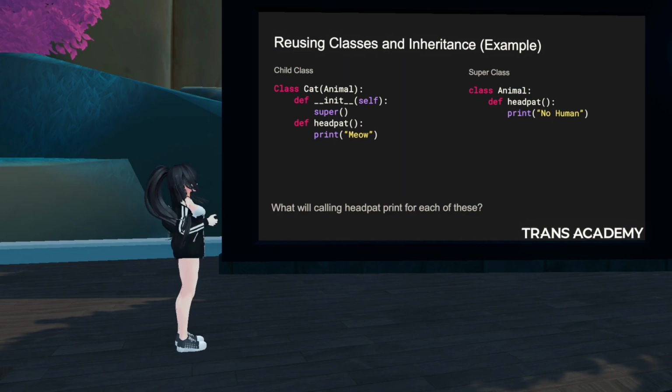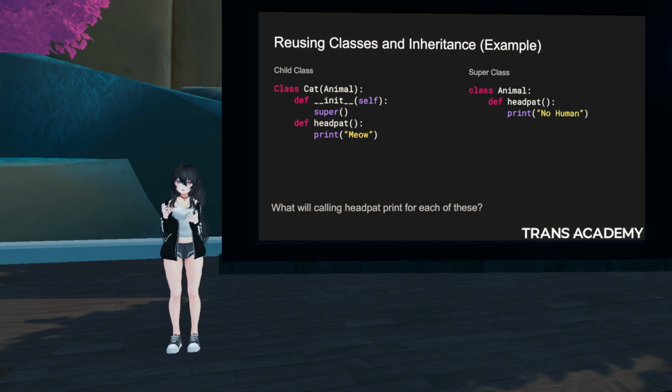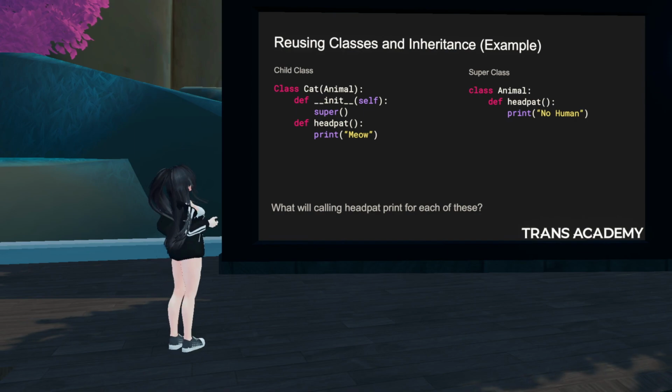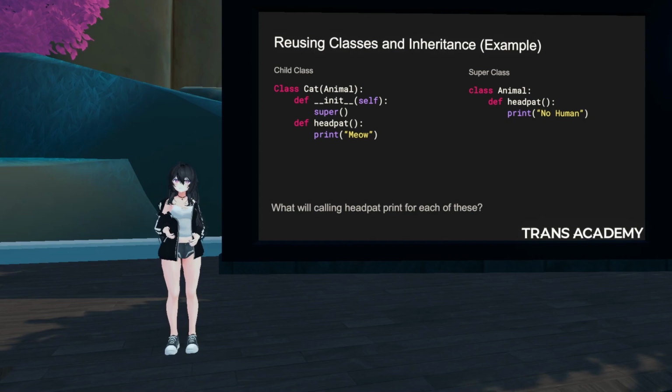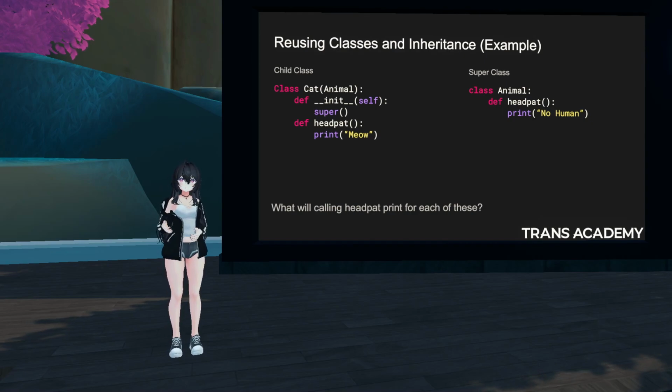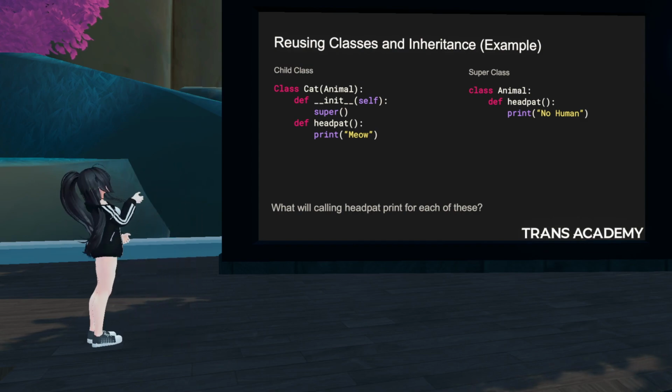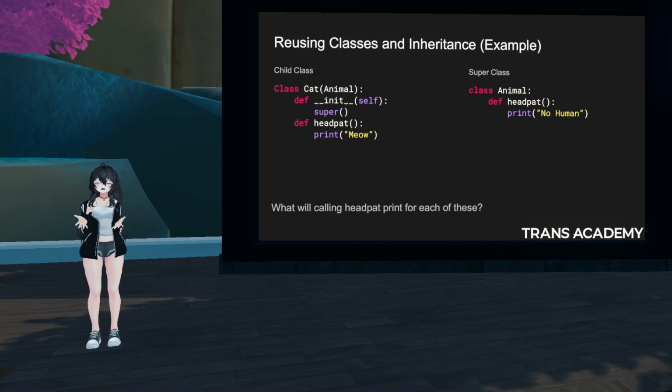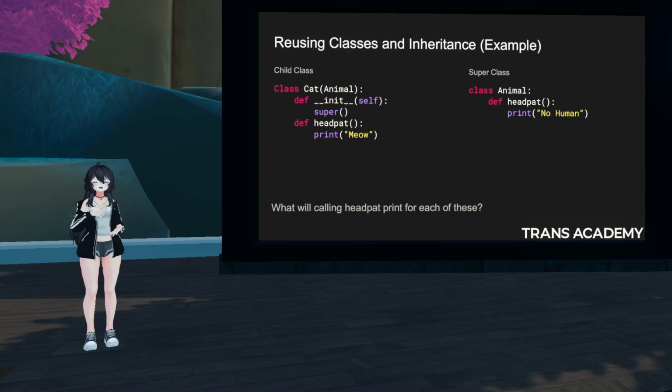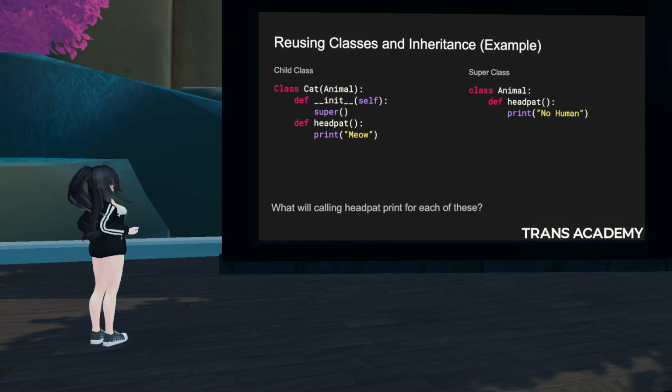Now, we are going to perform an inheritance in cat. On the example on the left, we will be creating a new class called cat, and you can see that we take animal inside the parentheses here. This is to note that we are now inheriting everything that is inside of animal down into our cat class.